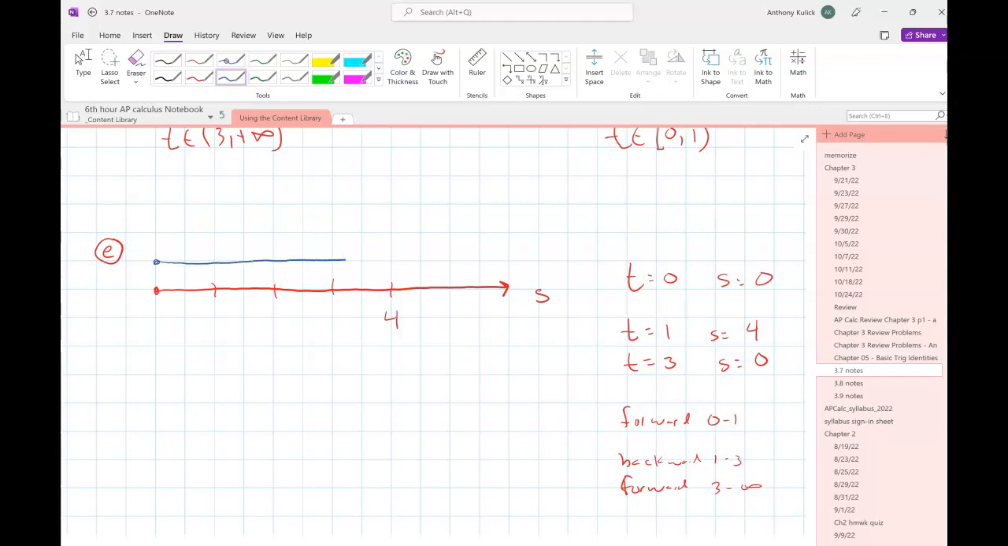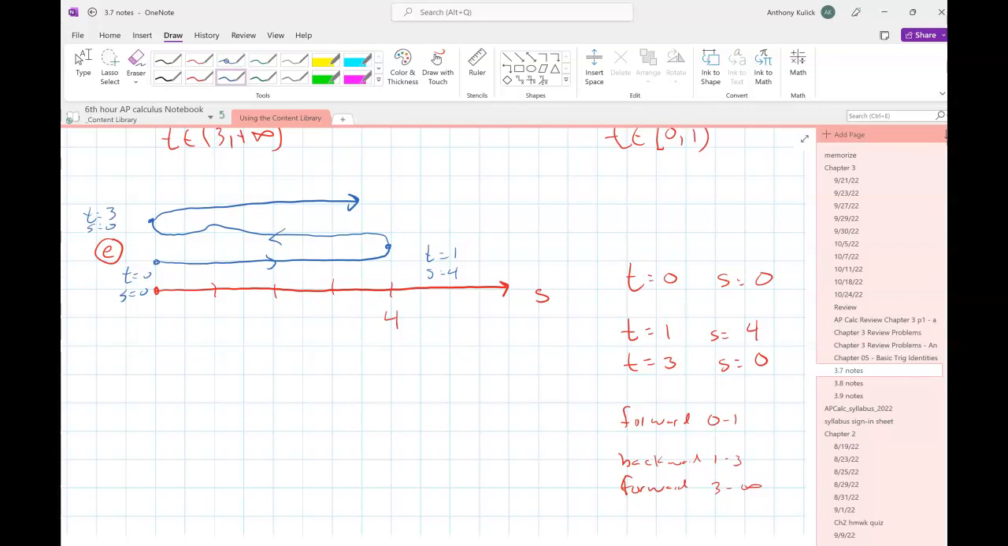So we're going forward here, and this is time 1, position 4. We then turn around and we go backwards to here. That a little bit neater. It really wasn't any neater. This is time 3, position 0. And then we continue forward after that. I guess I should label this point down here.